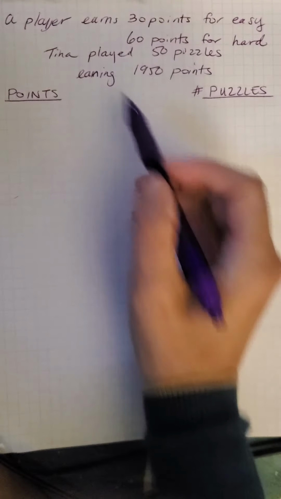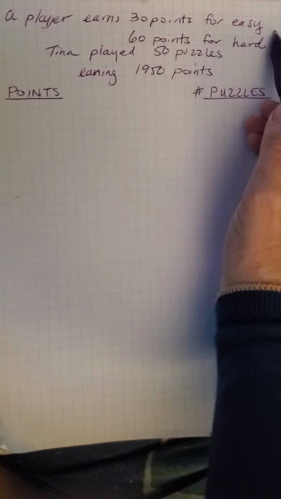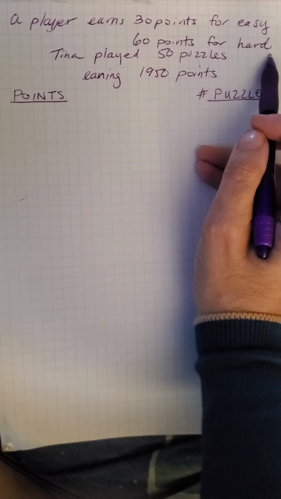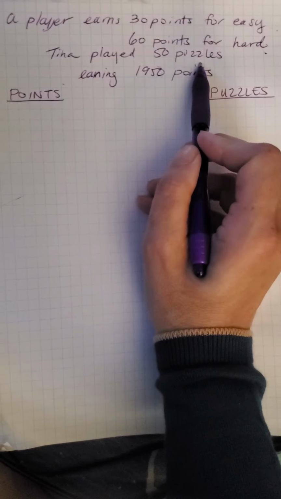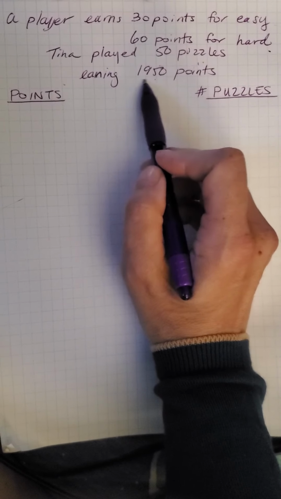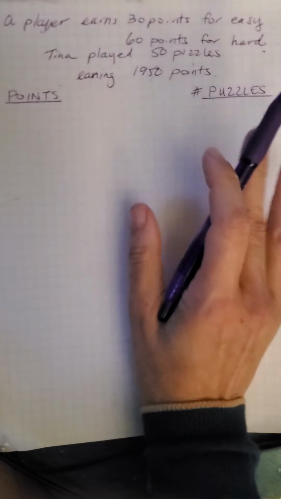Okay, so a player earns 30 points for easy puzzles and 60 points for hard puzzles. And Tina plays 50 puzzles and she earns a total of 1,950 points. So let's write down everything we know.